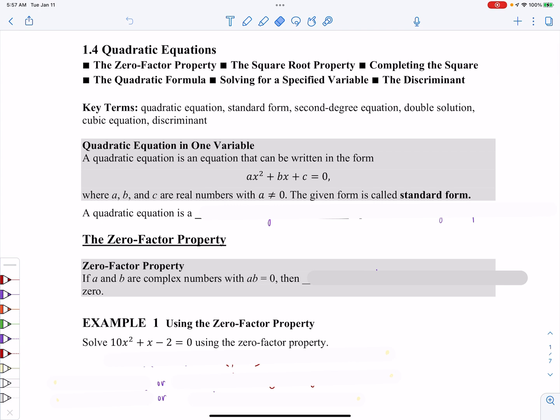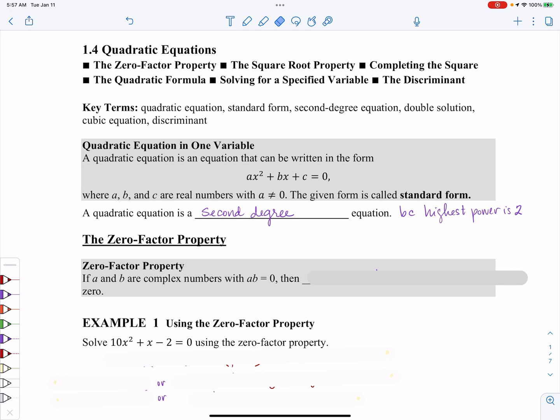So notice here that a quadratic equation is going to look like this right here. Ax squared plus bx plus c is equal to 0. A, B, and C are going to be real numbers. This is called the standard form. A quadratic equation is going to be a second degree equation. Degree refers to the highest power. So since the highest power is going to be 2, this is going to be a second degree equation.